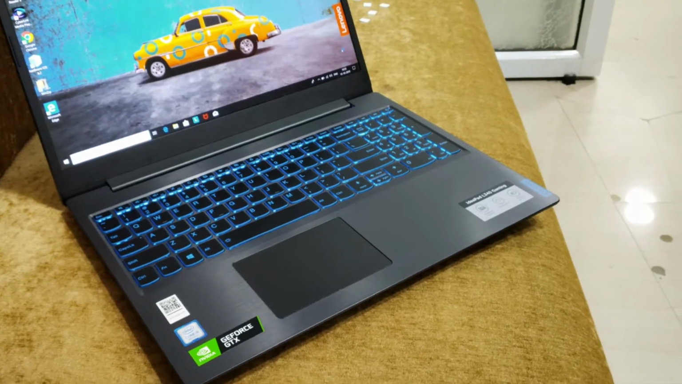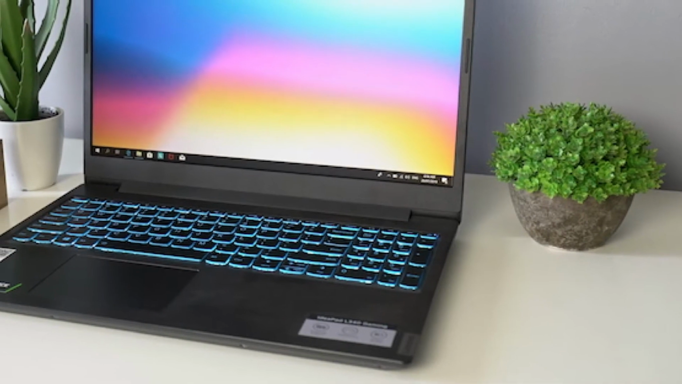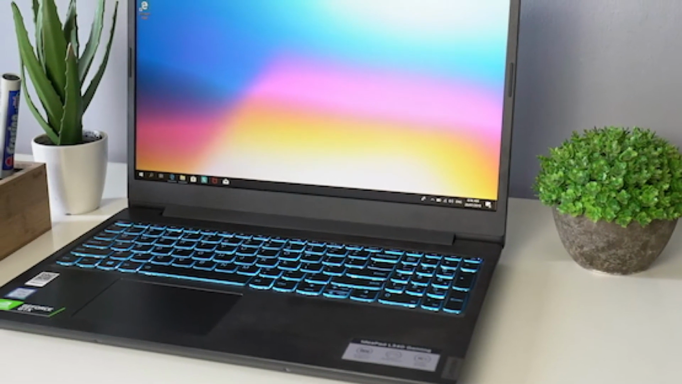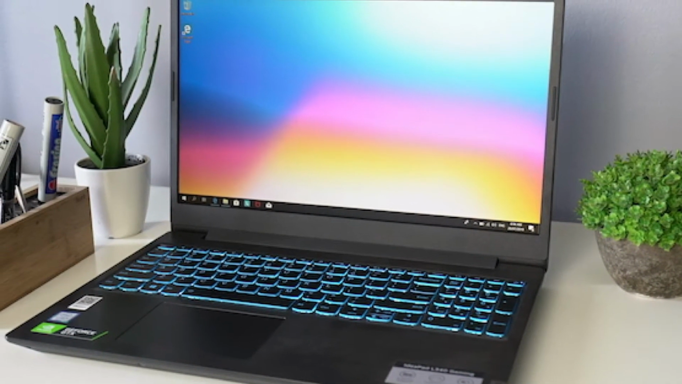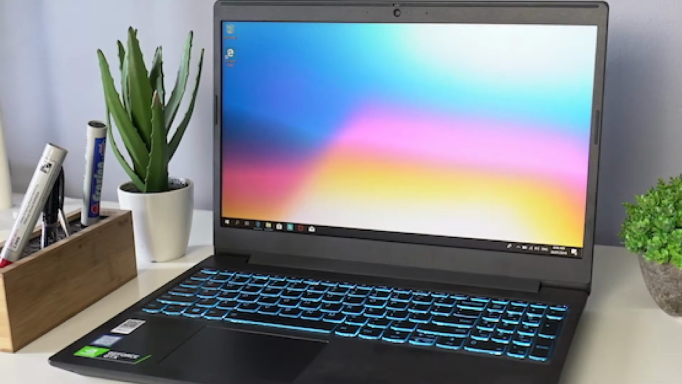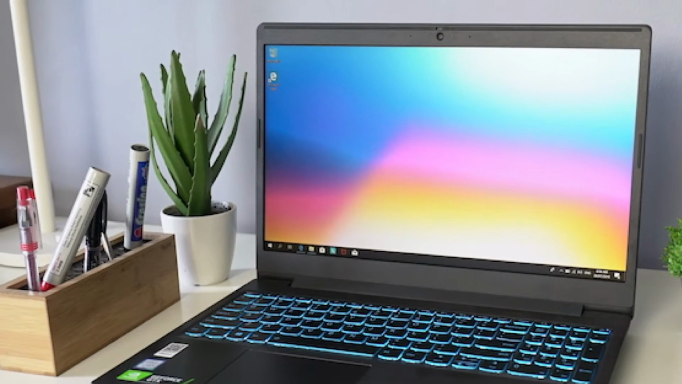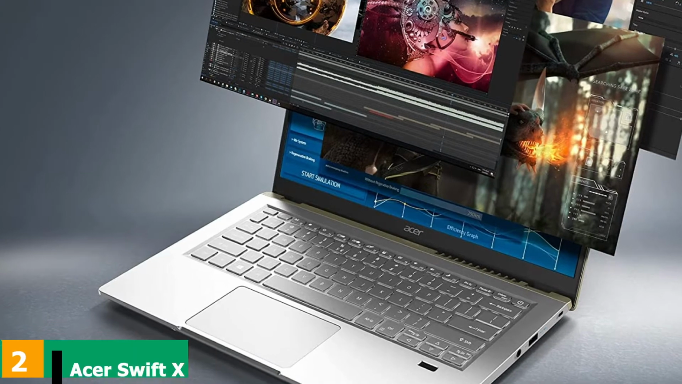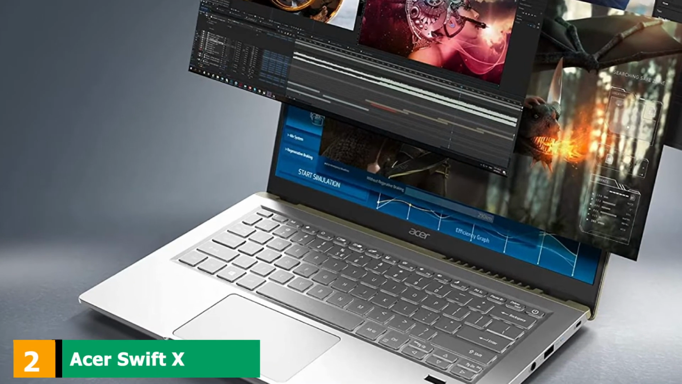The NVMe-compatible 512 GB solid-state drive is a significant addition, capable of storing and rendering demanding dynamic samples, presets, and projects as fast as possible. Moving on to the next at number 2 with Acer Swift X.